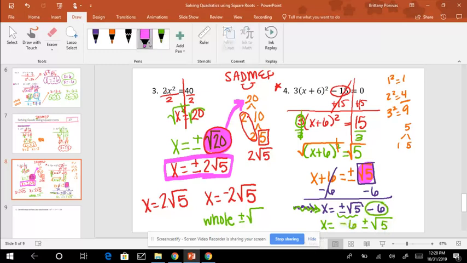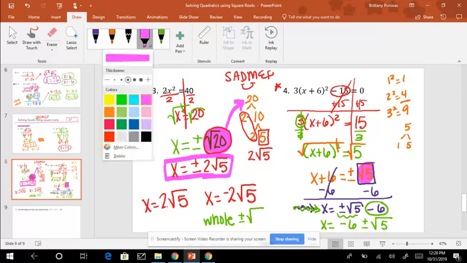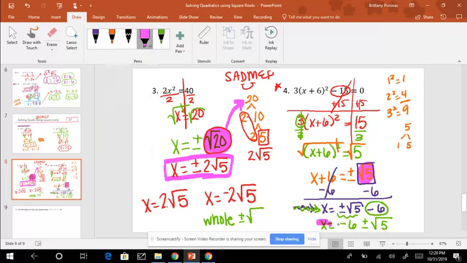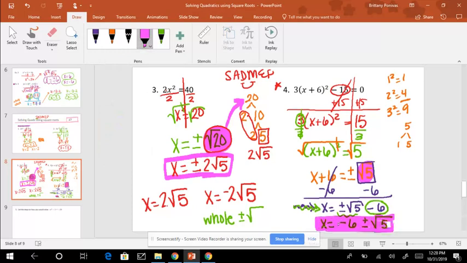So your final answer is negative 6 plus minus the square root of 5. So mathematically, one more time, the whole number needs to come up front. So we just switch the order of our answer.